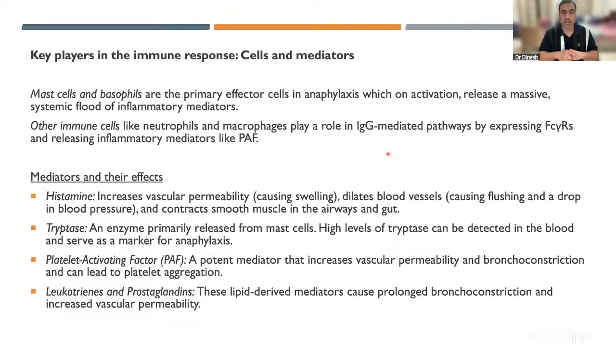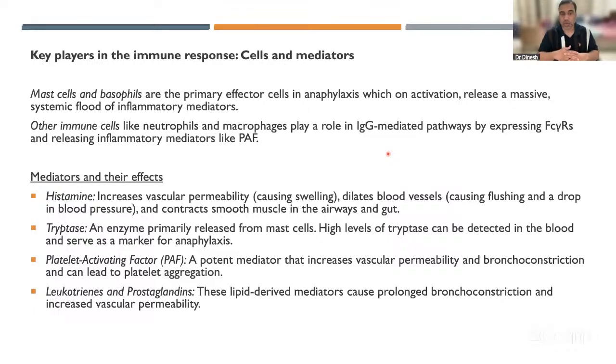The other cells like neutrophils and macrophages play a role in the IgG-mediated pathway by expressing the Fc gamma receptors and releasing inflammatory mediators like PAF, the platelet activating factor. And what are the mediators? Histamine, tryptase, platelet activating factor, and leukotrienes and prostaglandins. These are the common mediators which cause the clinical effects. Histamine causes increased vascular permeability leading to swelling, vasodilatation causing flushing and a drop in blood pressure, and smooth muscle contraction in the airways and gut.